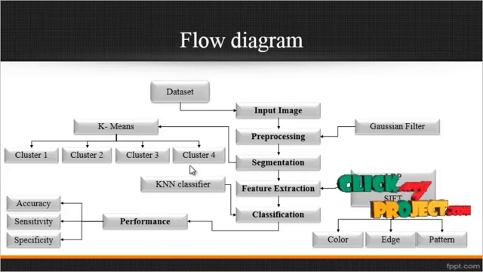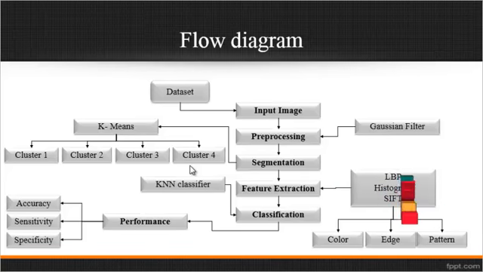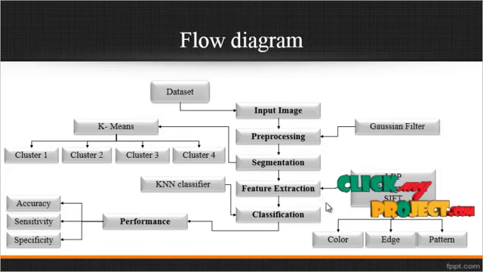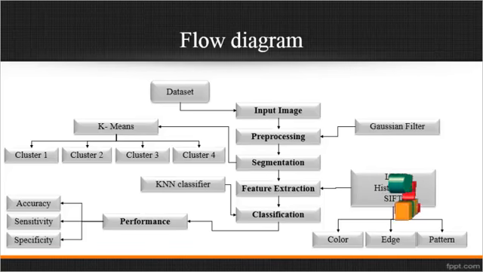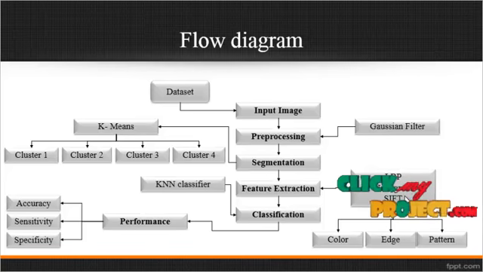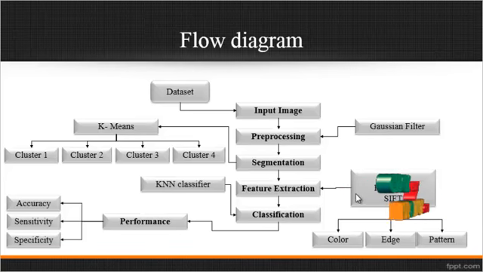After getting the clustered result, the required region of interest, that is the wounded part, will be extracted from among the 4 clusters. After that, the feature extraction is done by using the algorithms known as LBP, histogram and SIFT. LBP is abbreviated as local binary pattern, and then histogram and SIFT features are extracted. Those features are known as the test feature. Then after that, the classification is done by using the KNN classifier.